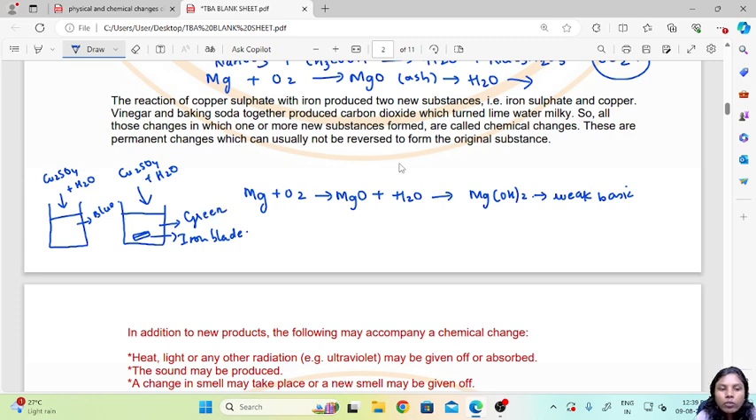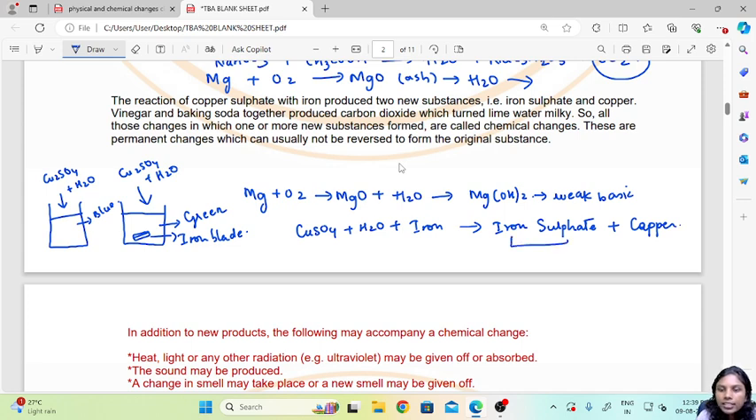Now why was this happening? Initially what we had was copper sulfate plus water. Then to this you added an iron nail. What has happened here is that there was some kind of displacement reaction. So we got iron sulfate plus we got copper.